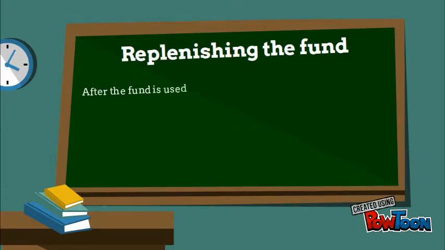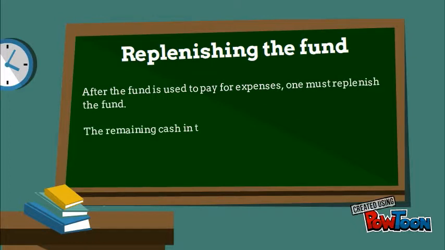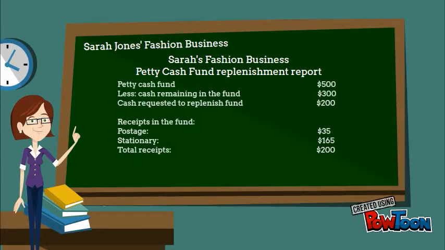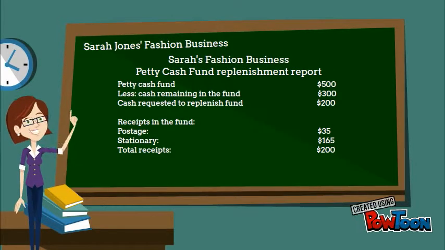After the fund is used to pay for expenses, one must replenish the fund. The remaining cash in the fund is counted and the company cashes a check for an amount that brings the total in the fund back to the original balance. The petty cash replenishment report looks like this.